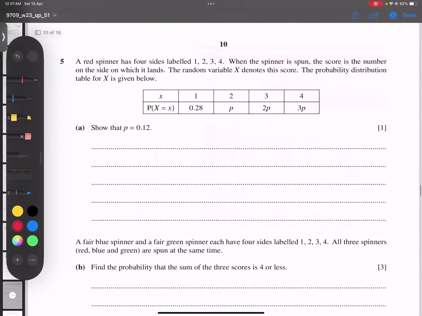Okay. A red spinner has four sides, labeled 1, 2, 3, 4. And when the spinner is spun, the score is the number on the side it lands. So the random variable X denotes the score. So X is what, student? Make sure, I repeat, X represents what? A score on the red spinner. Okay.